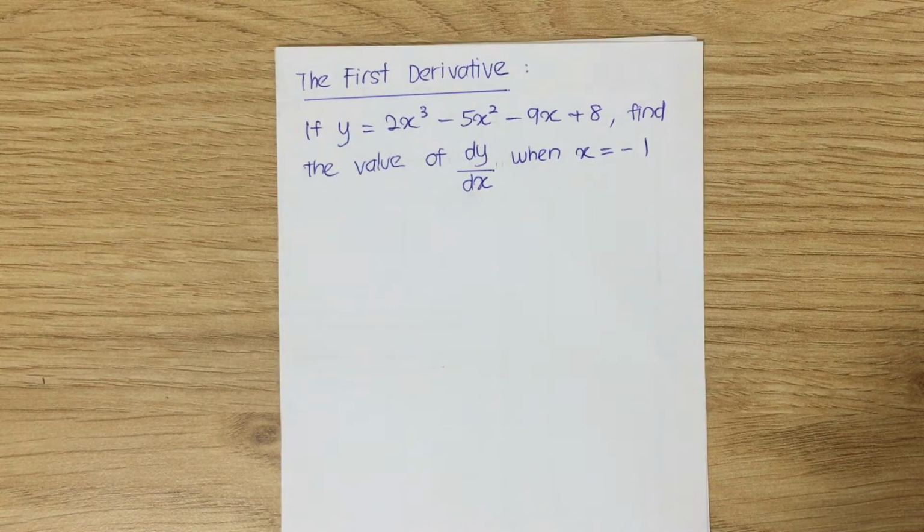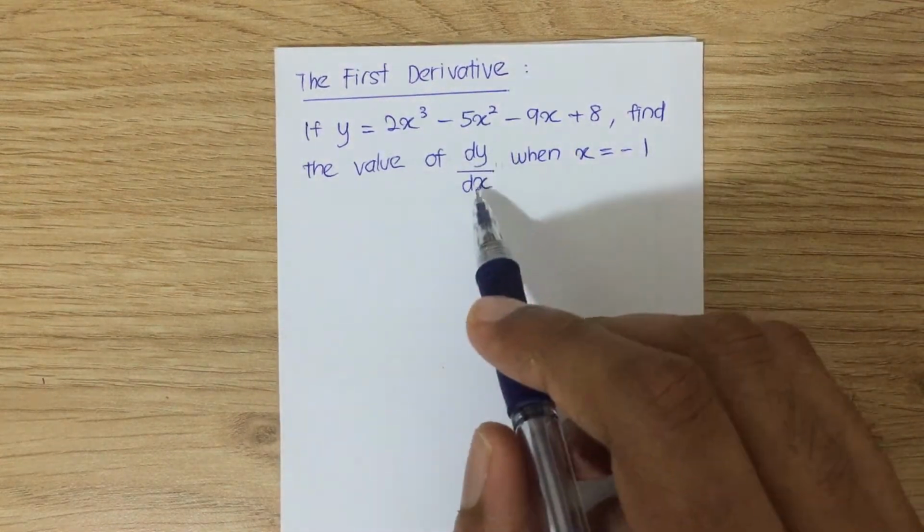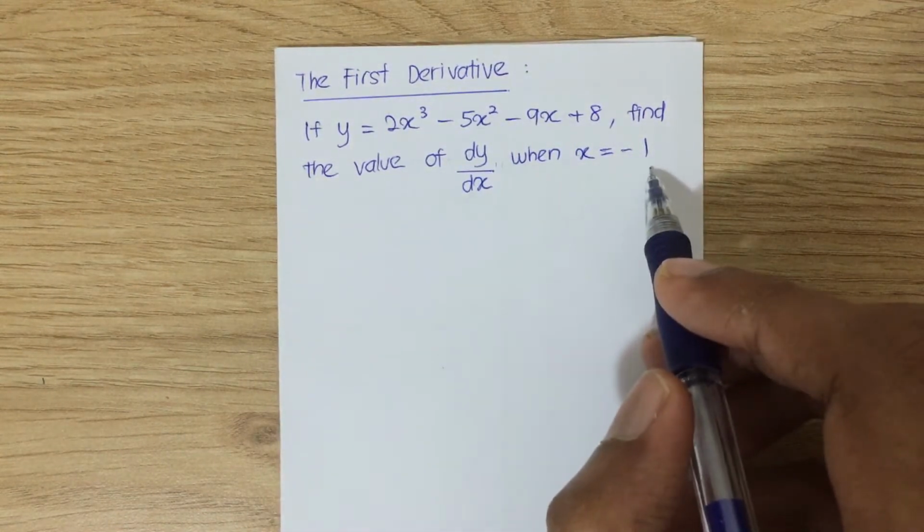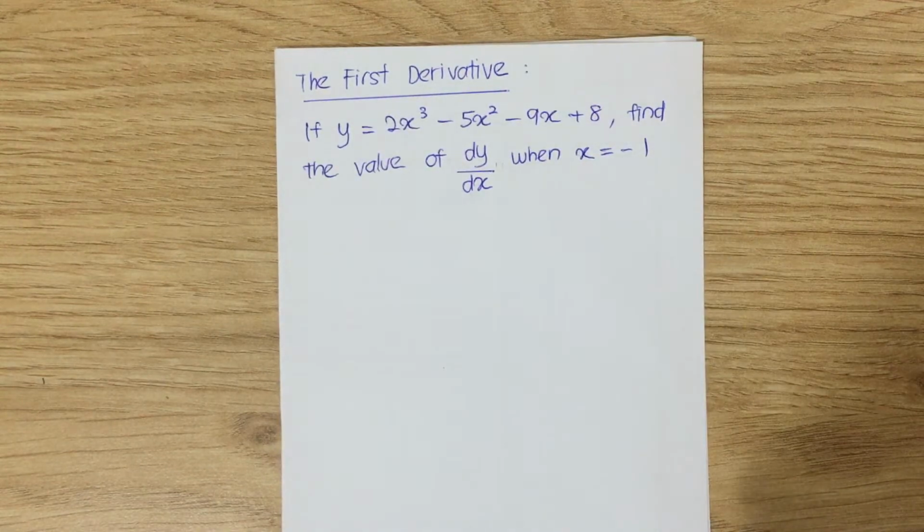So without further ado, let us start to read the question. In case you don't know what we are going to discuss today, we're going to do a series of differentiation questions. This is the first question, under the first derivative subtopic. Let me read the question now. If y equals 2x cubed minus 5x squared minus 9x plus 8, find the value of dy over dx when x equals -1. This is the question that we're going to solve now.